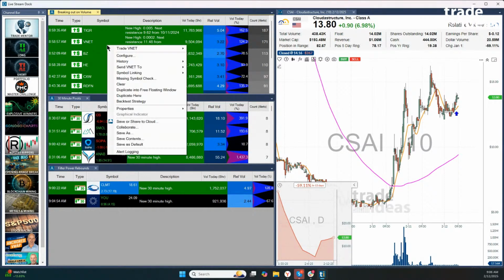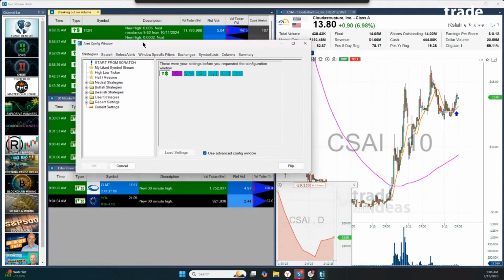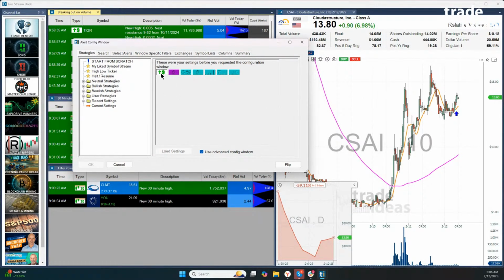I right click and I select configure. Okay. So this configuration window opens and it tells me, well, this is what I am looking at. A new high. I've got a max price of 25, minimum change from the close of 2%, $5 minimum price, relative volume of 2. It had to have traded 300,000 shares, and the 5-minute volume, meaning the 5-minute mark at the time of the alert, has to be 200% above normal.